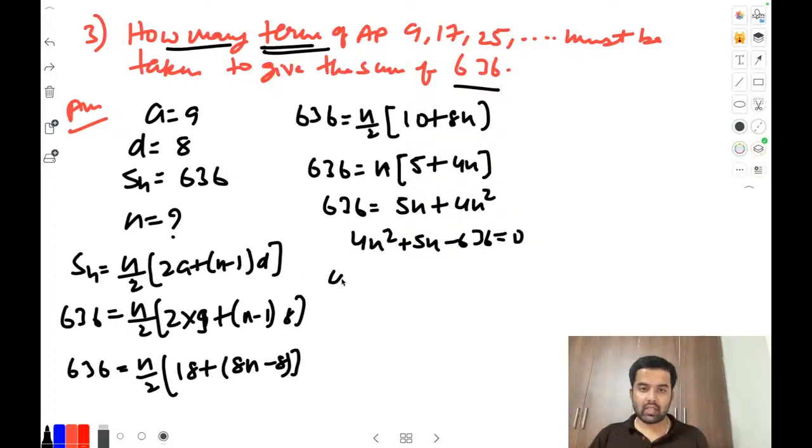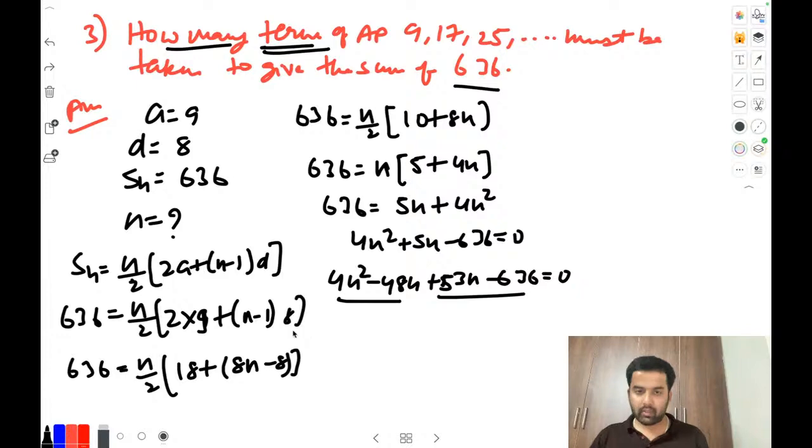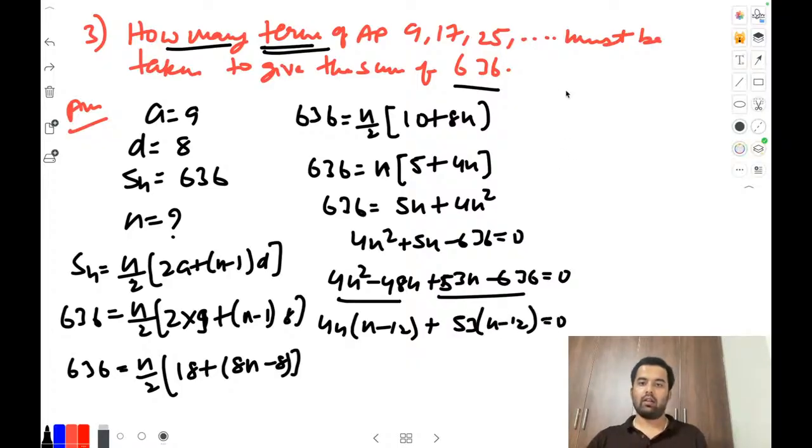Okay, I'm just doing directly because I'm having notes of this. After that we'll get this one. We split it in two parts, 53n minus 36, this will come. Now here take common, here take a common. After taking common, this will come 4n, and here n minus 12, and here 53 common, n minus 12 equal to 0. First factor become n minus 12, second factor become 4n plus 53 equal to 0.